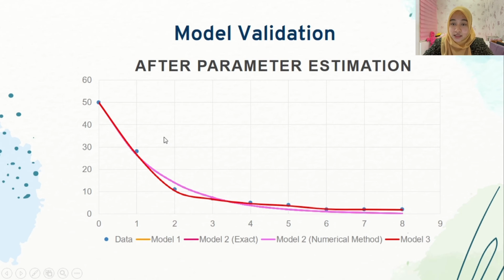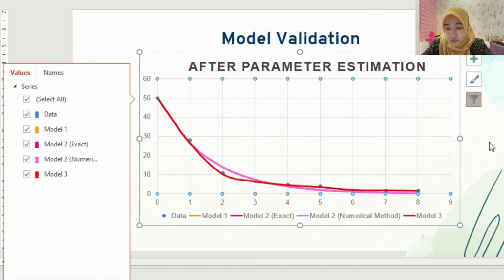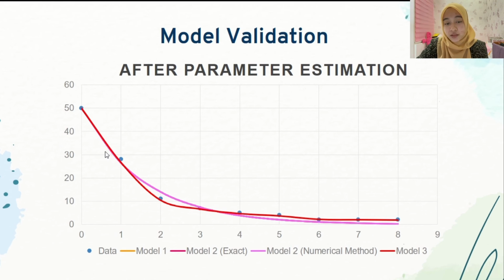And this is the comparison between all the models. We have here the data, the blue dots, Model 1, Model 2 exact method, Model 2 numerical method, and also Model 3. The data is the blue dots, and then we have Model 1 in orange, the pink color is Model 2 exact method, Model 2 numerical method is purple, and Model 3 is red. The model that has the best fit for the experiment data, you can see here, is Model 3, the red line curve.